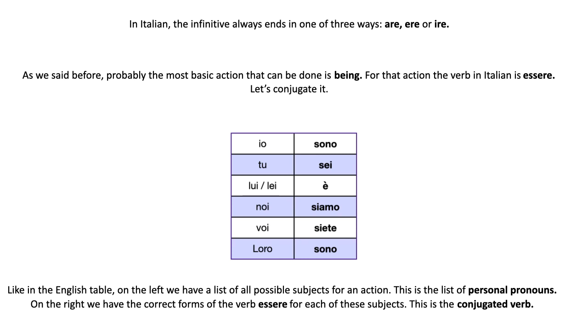So what does tu sei mean? You are. Again, how many people? One person, just one. Lui è, what does that mean? He is. Lei è means she is. Noi siamo means we are. Voi siete means you guys are. Loro sono means they are. Okay?